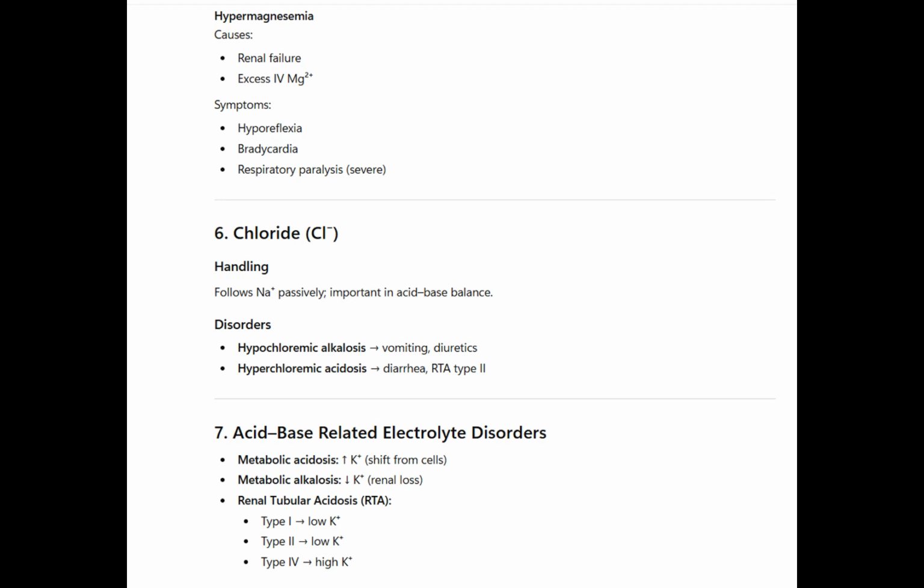Hyperchloremia occurs in diarrhea, saline infusion, and renal tubular acidosis, type 2 or type 4. This causes a normal anion gap metabolic acidosis.